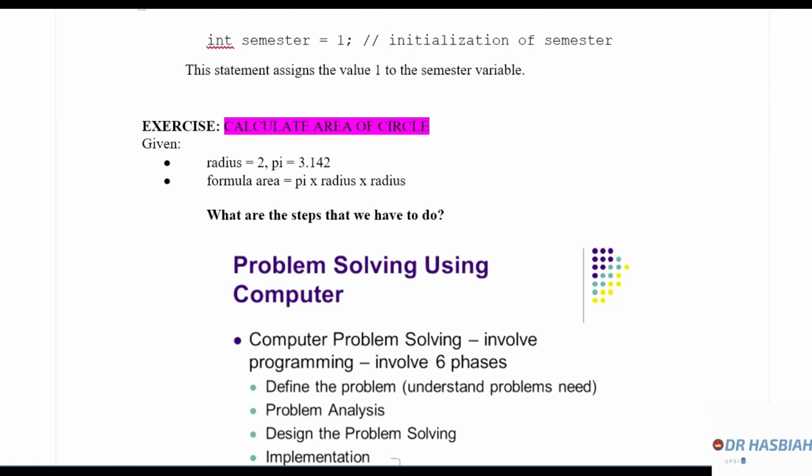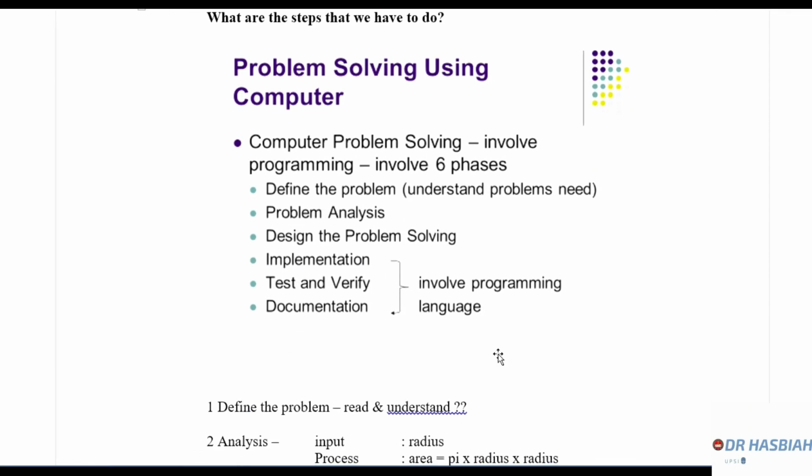If you still remember last week when you saw the video, we involved 6 phases in order to solve the problem using a computer. First you have to define the problem, so you have to understand and read the problem. After that you do the analysis, you design, and then implementation. Last week we did the first 3, but today we are doing the implementation, or coding.